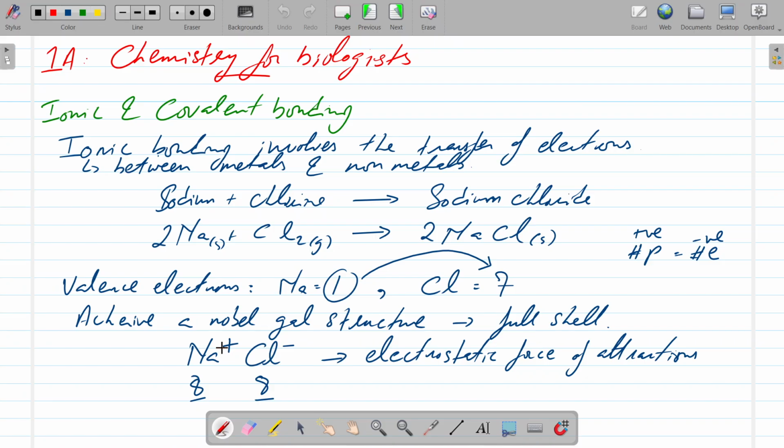And so the atoms develop charges. When you're losing an electron, that's a positive charge. When you're gaining an electron, that's a negative charge. And it is the electrostatic force of attraction between the ions, in this case, that holds the molecule together.